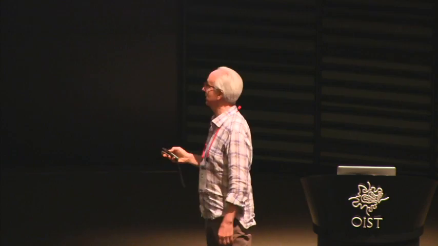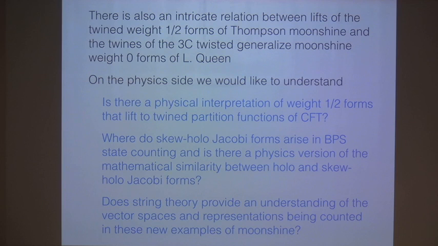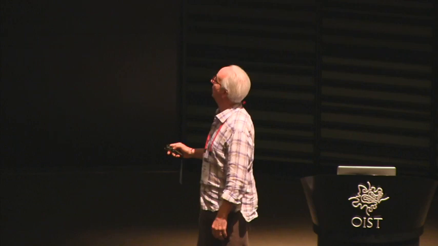Where do skew holomorphic Jacobi forms and penumbral moonshine appear in physics? We don't really know, but Sarah will discuss some first attempts in understanding that, among other things. And string theory provided an understanding of how we should actually construct an infinite set of vector spaces that have these actions of these groups that are appearing in umbral and penumbral moonshine. That is, explicit constructions of the modules. So I will end there and thank you.